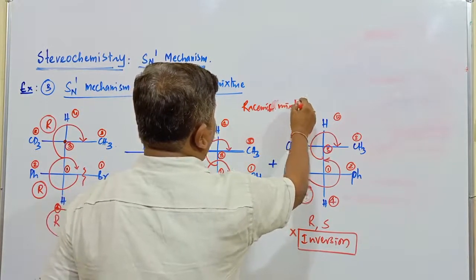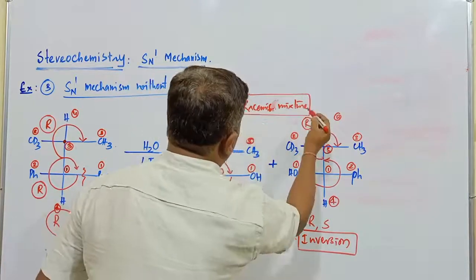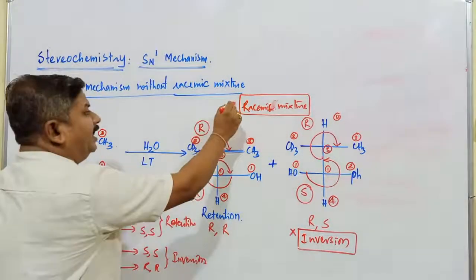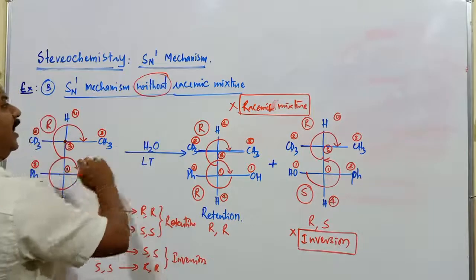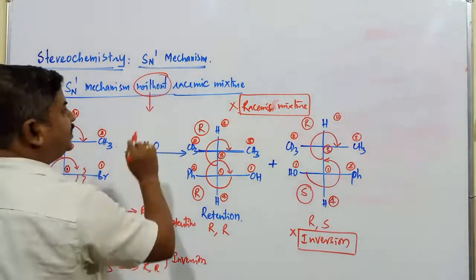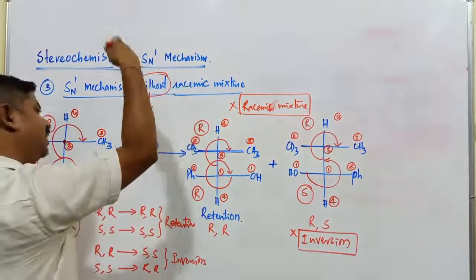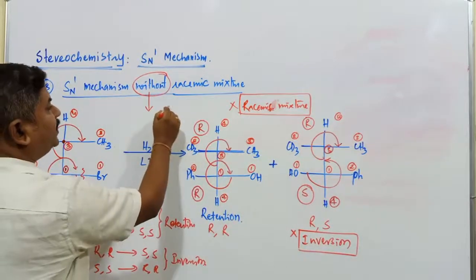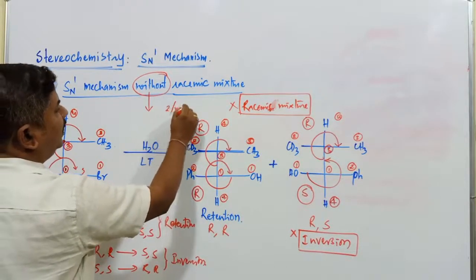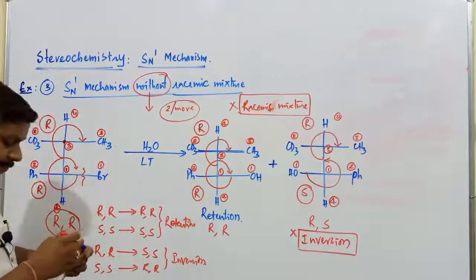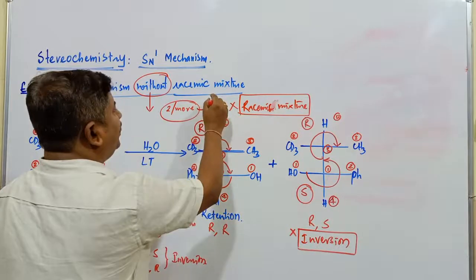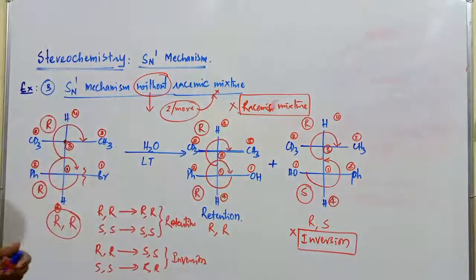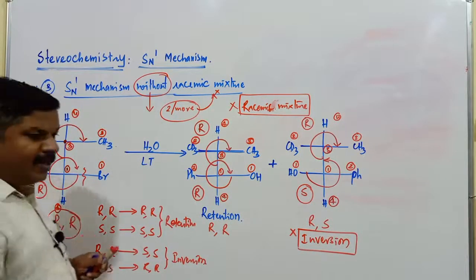So this is an example where there is no formation of racemic mixture in case of this molecule. So this is the example of SN1 mechanism without racemic mixture. Usually the formation of racemic mixture does not take place when the compound has 2 or more chiral carbon atoms. Wherever 2 or more chiral carbon atoms are there, the formation of racemic mixture does not take place. So these are the 3 important examples.